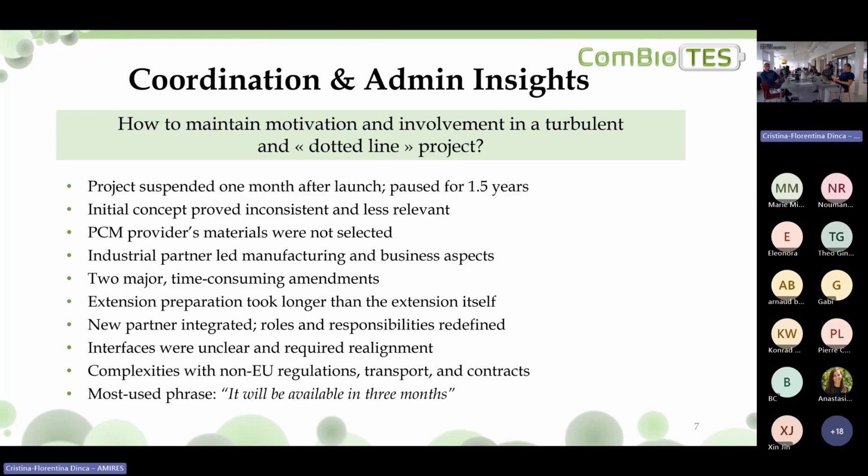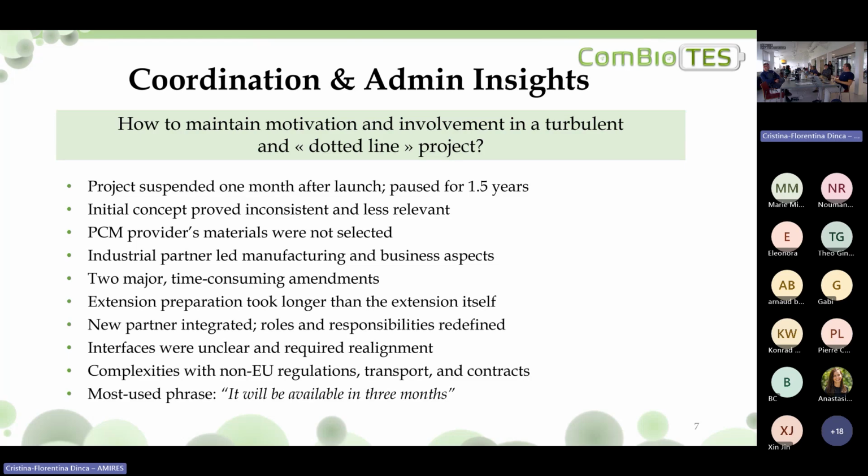Something that has never been assessed during the proposal is the complexity with the European regulation, the non-European regulation, the transport, the contract, because in most of these kinds of projects, there's no contract between partners. I asked a question to my legal service, and perhaps it was the worst idea I had, because they said that without contract, in fact, if something happened, we are all responsible.